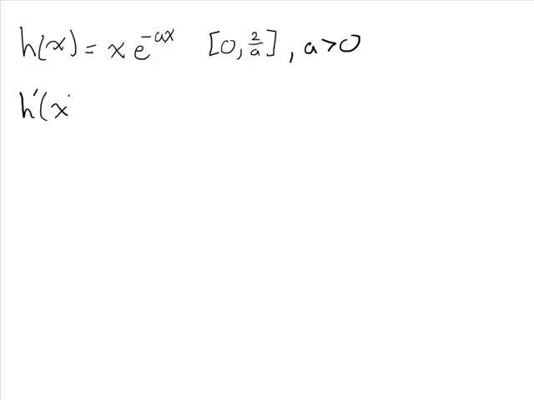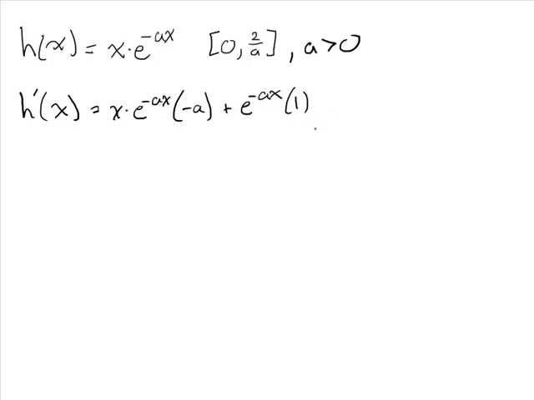So first thing that we'll do is we'll take our derivative, which is going to be a product rule. We see our product right there. So we leave the x alone times the derivative of e to the negative ax, which is e to the negative ax, times the derivative of the exponent, which is negative a, plus now we leave e to the negative ax alone times the derivative of x, which is 1.